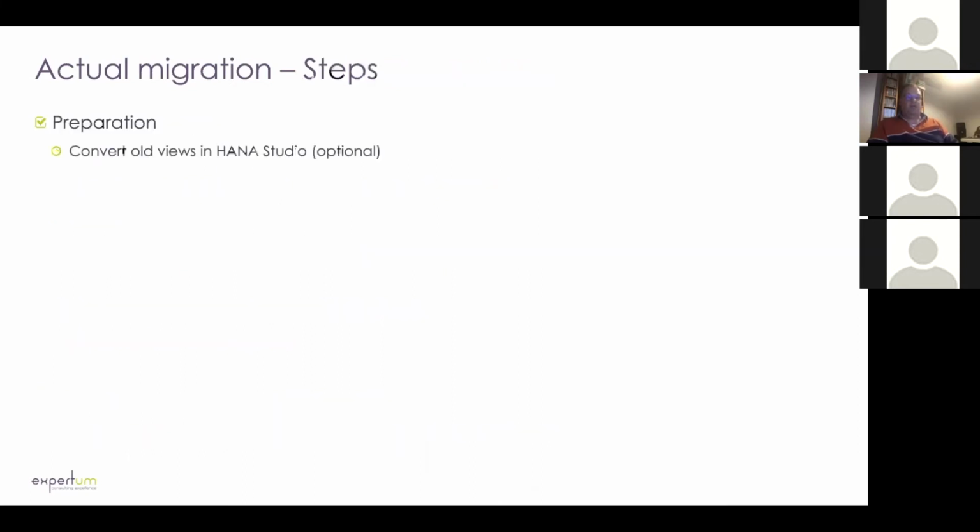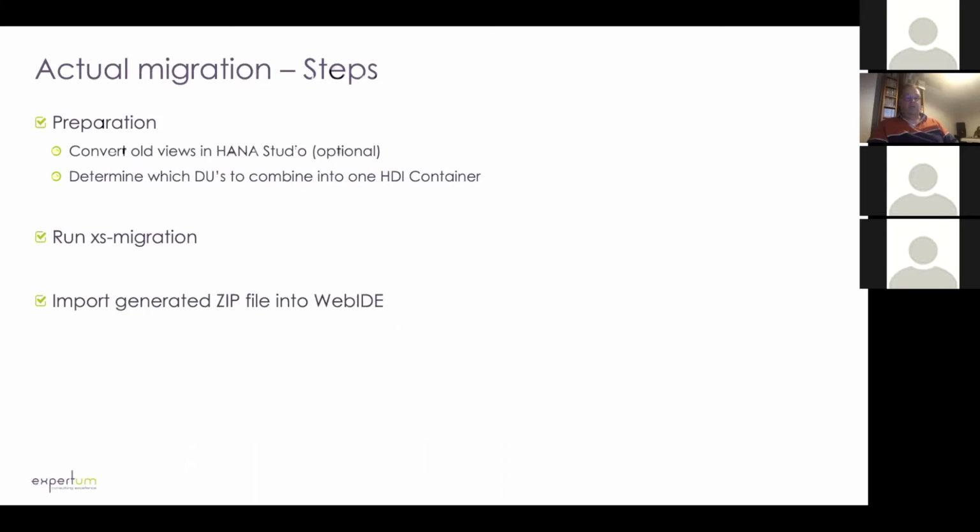So like I said, preparation: convert the old schools in HANA Studio if you want, and determine which delivery units you want to combine into an HDI container. Then run the XS migration tool. It will generate the zip file. The zip file can be imported into the web IDE. And then if it's imported in the web IDE, you're not there yet, because then it is only in the XSA format, but you still need to configure the project in the web IDE itself.